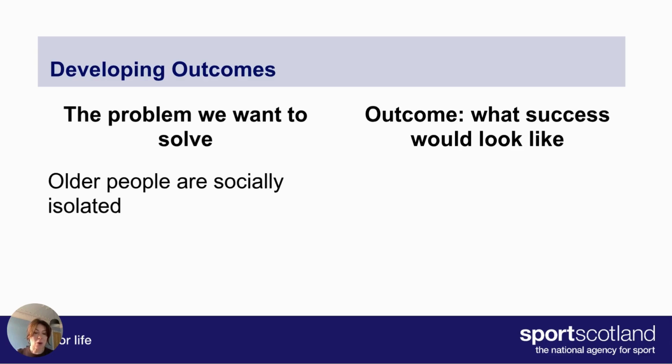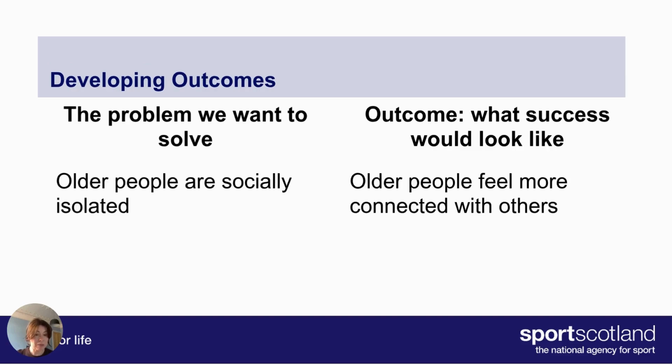In this one, we've got a problem, which is older people are socially isolated. You can see within that, I'm setting out the target group for the activity, and I'm also identifying the specific challenge or issue that we think there is for that group. And then for this one, the outcome might look something like this: older people feel more connected with others. Again, we've got the target group in there, but we're explaining what the change will be for people when we've delivered our activity successfully.